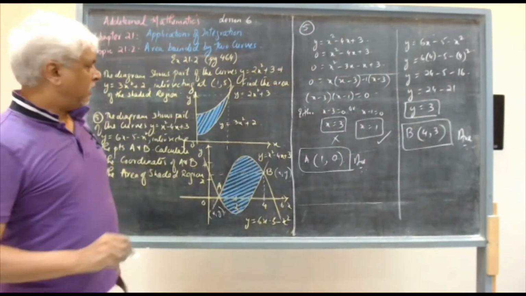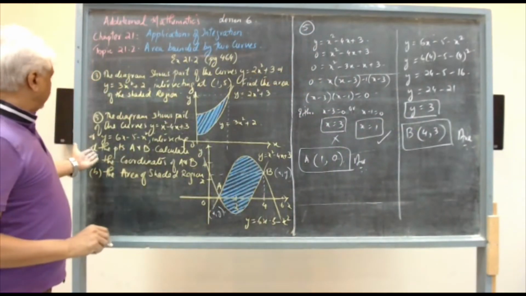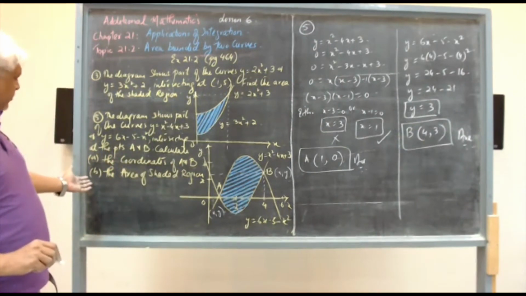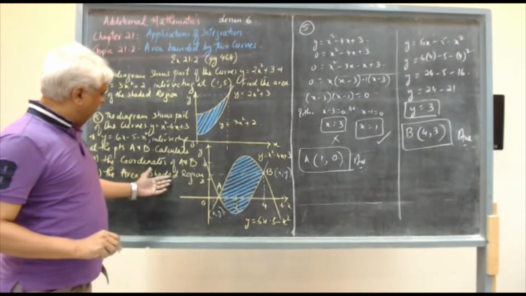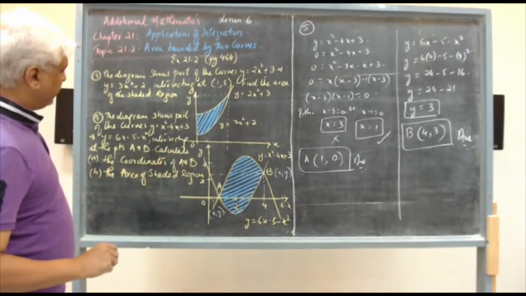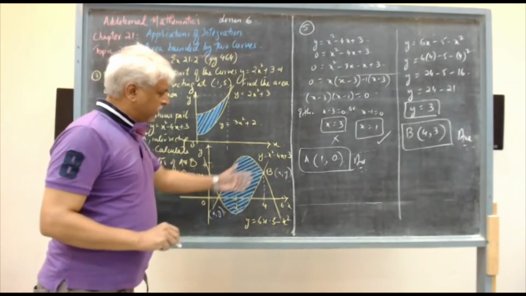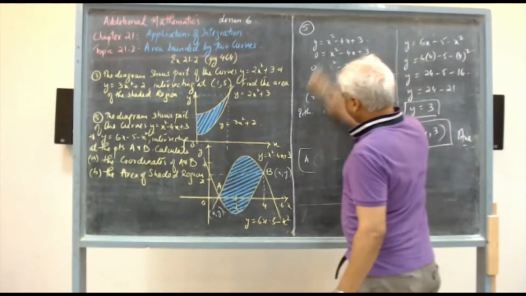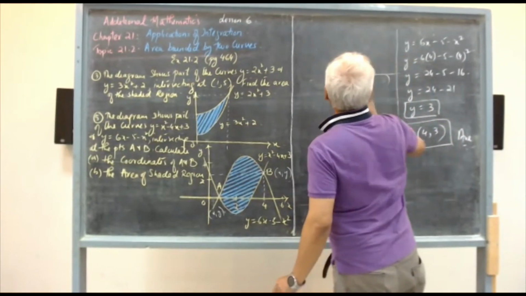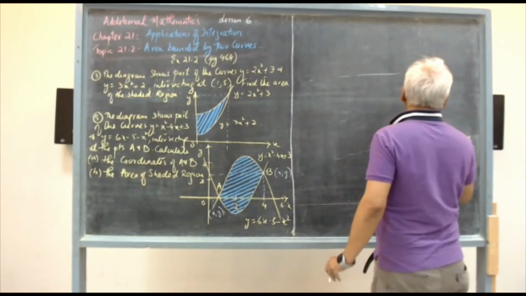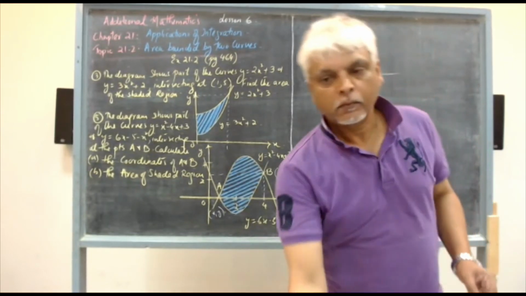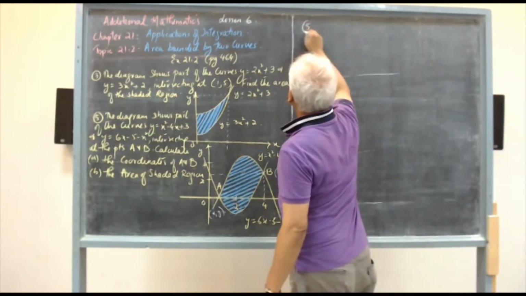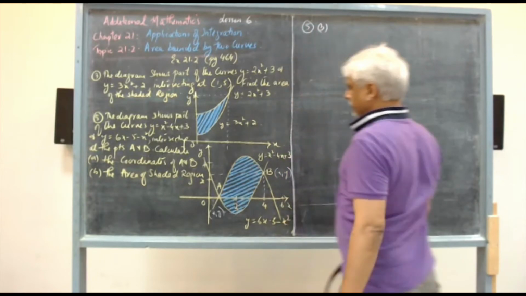Okay. Now we've got the coordinates for A and B. Now moving on to the second part of this question, that is you have to find the area of the shaded region. Right. So the B part of question number 5, the area of the shaded region.